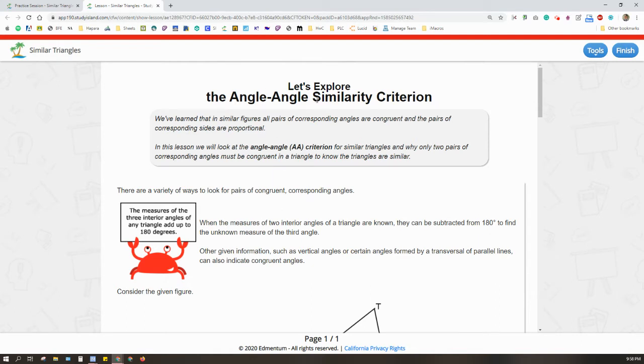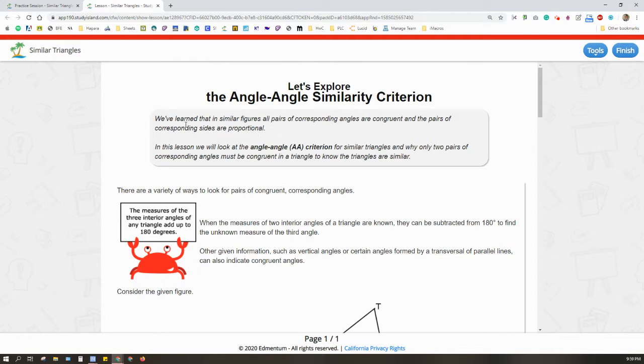You'll see if you look at the lesson here, it's focused mostly on something called the angle-angle criterion. And let's just read it, and then I'll explain exactly what it is. It says, in this lesson, we will look at the angle-angle, or just AA for short, criterion for similar triangles, and why only two pairs of corresponding angles must be congruent in a triangle to know the triangles are similar.